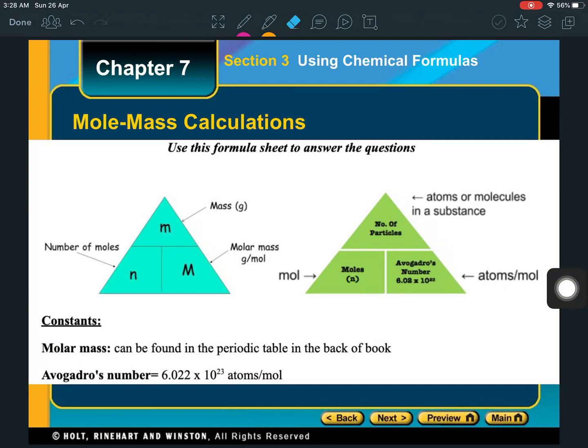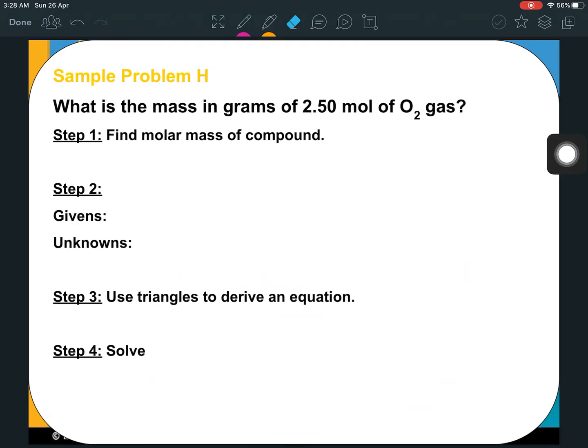We're going to be using these today, but we are also going to be using the concepts from day 3, where we found the molar mass of a compound. On days 1 and 2, we were just looking for molar masses of elements and doing calculations involving just elements. But today we're going to get into compounds. So let's try this question right here.